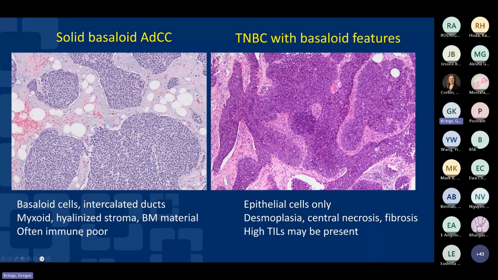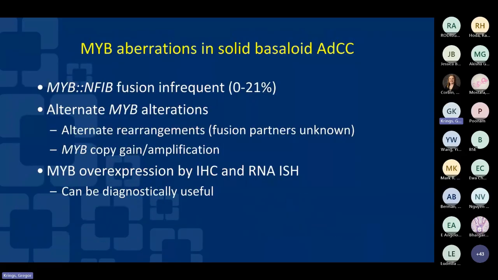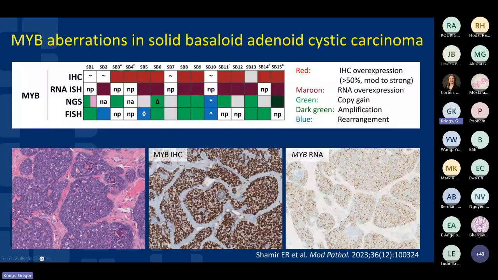These tumors often are also immune poor in contrast to other high-grade triple-negative breast cancers that can have a more prominent TIL infiltrate. And one marker that we and others have found to be very useful is MYB in this context. In contrast to classic adenoid cystic carcinomas, these tumors very infrequently have the classic MYB-NFIB fusion, which has been reported in only up to about 20% of cases. They do often, interestingly, have other alternate MYB alterations, including rearrangements with other so far unknown fusion partners, and in some cases MYB copy gain or amplification. But more importantly, in all of these cases, they do tend to show MYB overexpression, which can be assayed by both immunohistochemistry as well as by RNA in situ hybridization. And we find that to be very useful diagnostically.